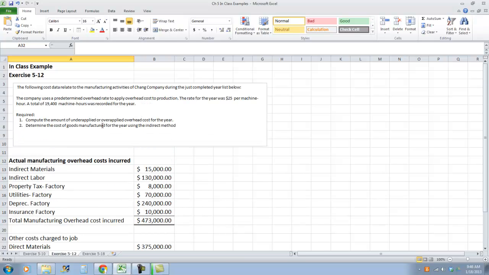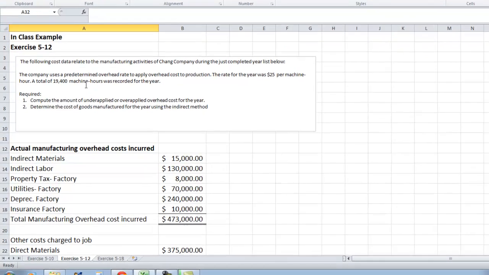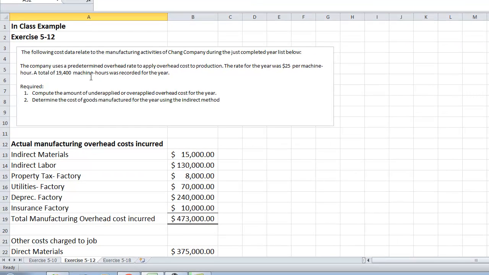So moving on to exercise 5-12. The following cost data relates to the manufacturing activities of Chang Company during the just completed year. So the information is actual data. The company uses a predetermined overhead rate to apply overhead to production. The rate was $25 per machine hour this year, and a total of 19,400 machine hours were recorded. Compute the amount of under or overapplied overhead. Determine the cost of goods manufactured using the indirect method.